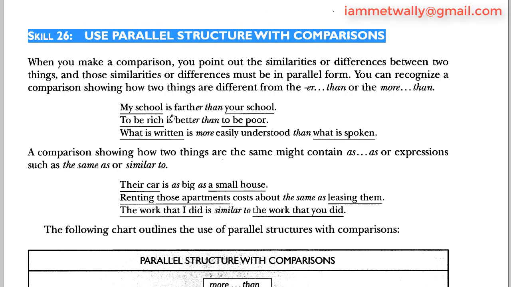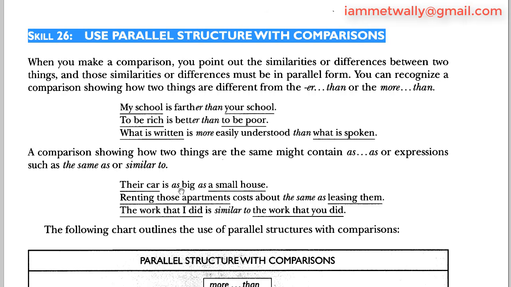My school is farther than your school. To be rich is better than to be poor. What's written is more easily understood than what's spoken. A comparison showing how two things are the same might contain "as," or expressions such as "the same as" or "similar to."